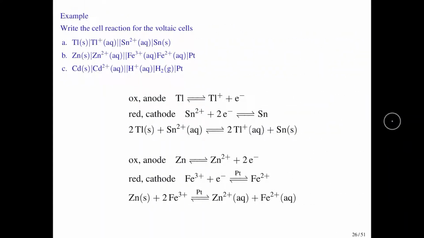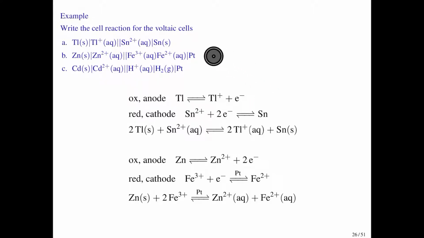Here, we're doing the opposite. We are given the cell notation and being asked to write the cell reaction. So the anode is on the left, and the anode is where oxidation occurs. So in this case, you're going to have thallium going to thallium plus. That's going to require giving up 1 electron. For the cathode, you've got the tin 2 ions. They are being reduced to tin, involving 2 electrons. In order to write down the overall cell reaction, you need to take this first reaction, multiply it by 2, and then add it to that one so that the electrons cancel. And this is the result.